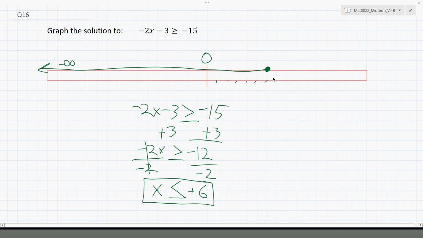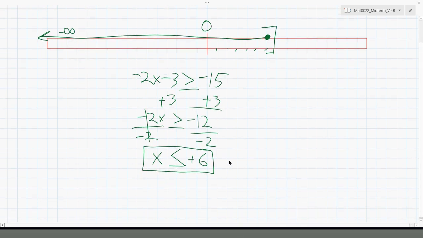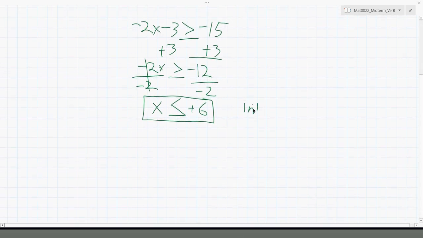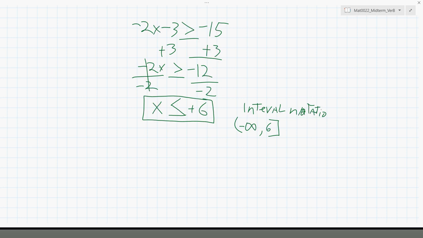Another way you might see this is they would use a bracket at that point, and then they would draw the line from the inside of the bracket all the way over. And this is just regular stuff, but if they said they wanted it in interval notation, we would remember that it's going from negative infinity, and it's going to 6, and it's going to actually touch 6. And that would be how we'd write the interval notation for this.